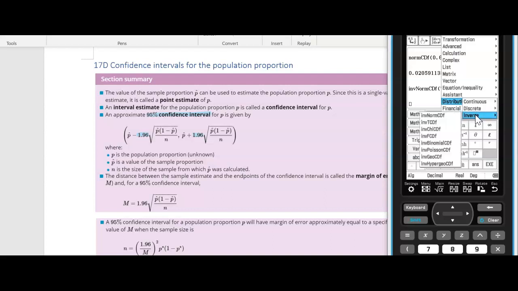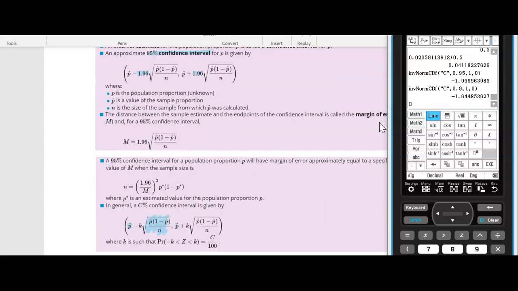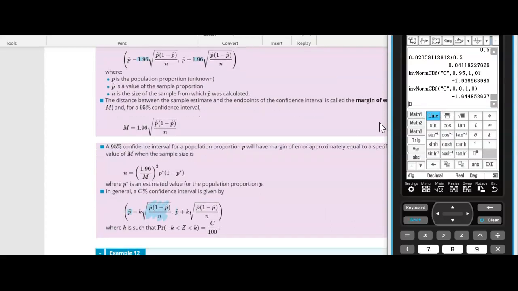Now, if I was to do 90%, you might come across questions with 90%. We do the same thing. We're going to go to center. Probability is 0.90 and still standard. So your value of k in this confidence interval would be 1.64. If I wanted to do 0.99, it's going to let me do that. There we go. k is going to be 2.58, depending on how many decimal places you want to do.